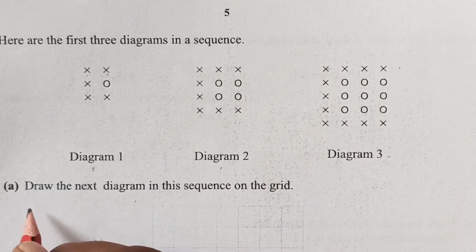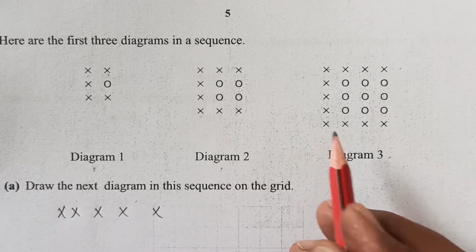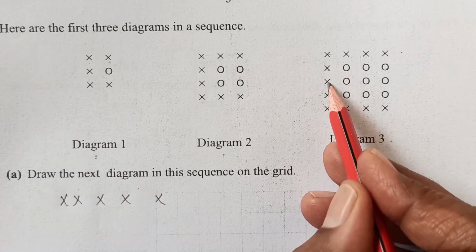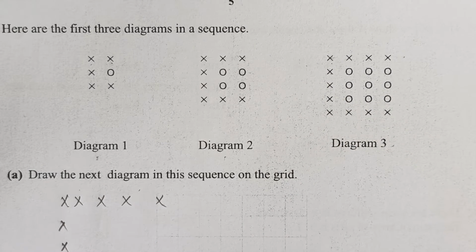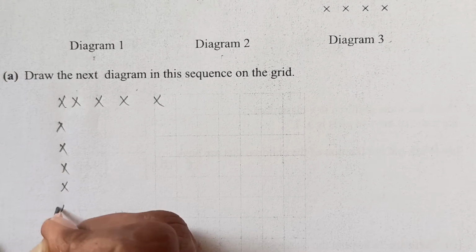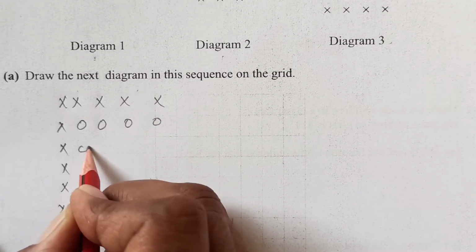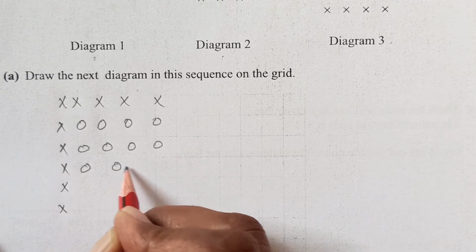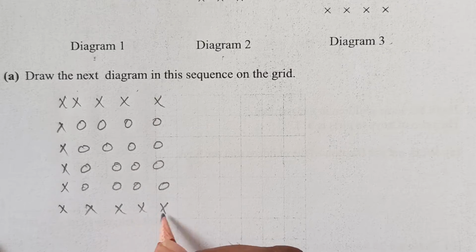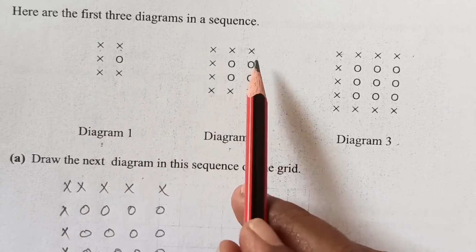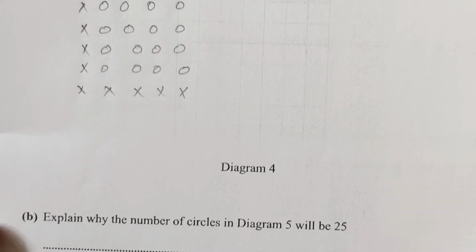There are 4 crosses here. So we will have 5 crosses. 1, 2, 3, 4, 5, and then 1, 2, 3, 4, 5 this side, so one more, 1, 2, 3, 4, 5 and 6. Then there were circles here in the middle, so we will do that. Then there are crosses. You see how it has been done, like they make a C shape with the cross, then the rest of them are circles, right? So that is diagram 4.